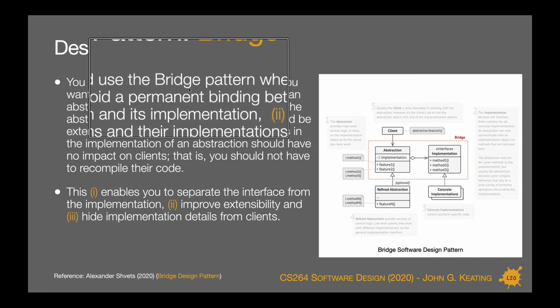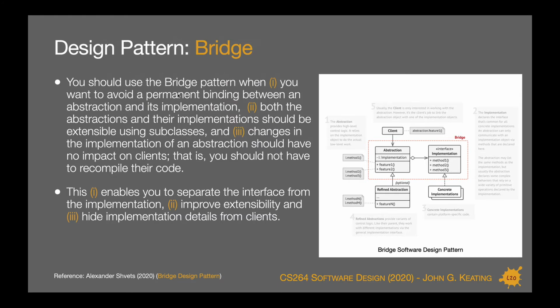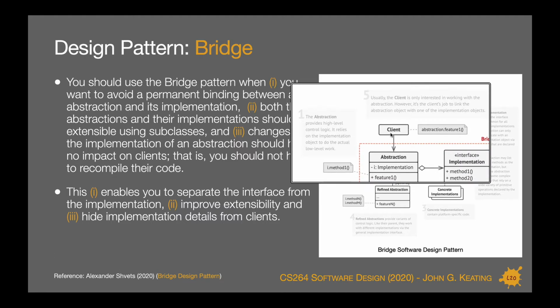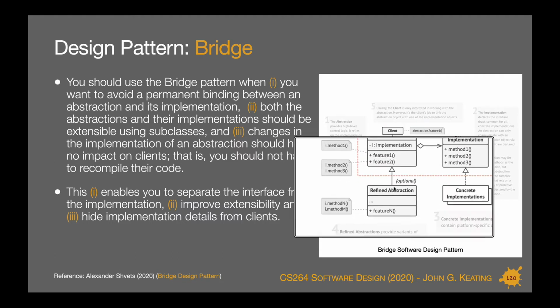So when would you use the bridge? Well, when you want to avoid a permanent binding between an abstraction and its implementation. We don't have that permanent binding here. When both the abstractions and their implementation should be extensible using subclasses like we have here. And changes in the implementation of an abstraction should have no impact on clients. So when you want the implementation here, you can do all your changes here. It won't change this side of the bridge at all.